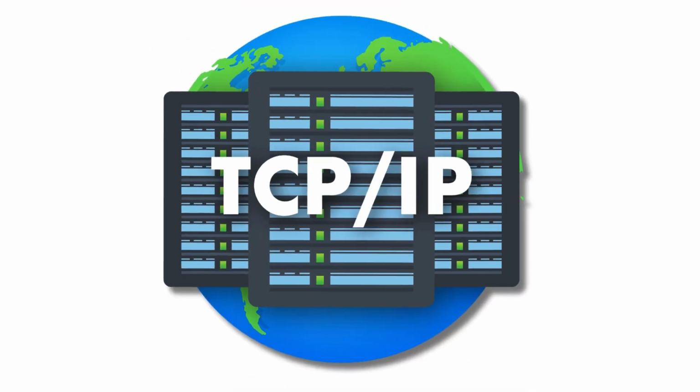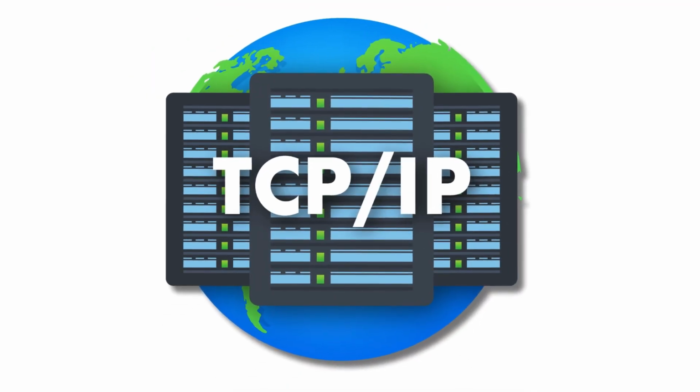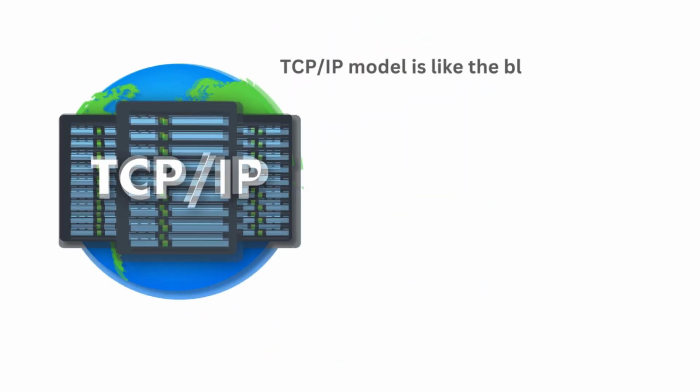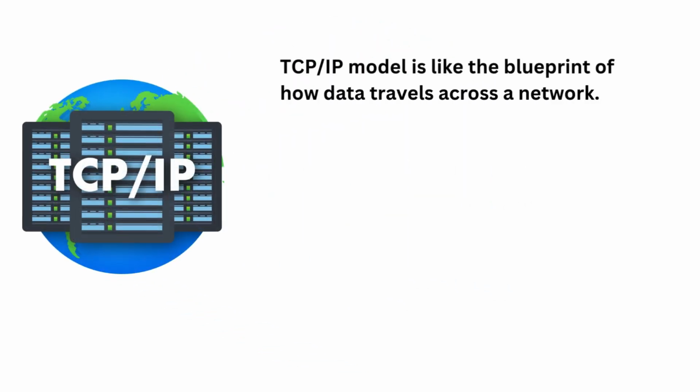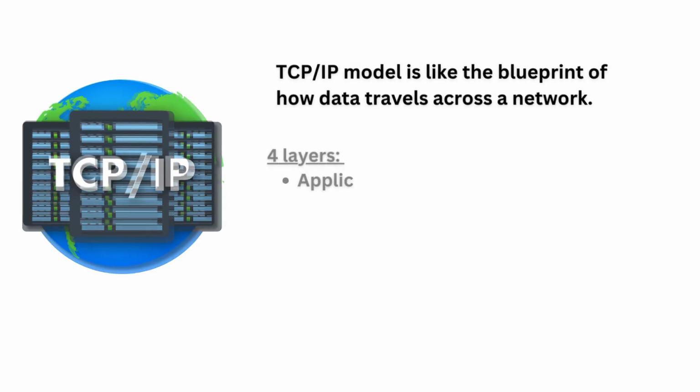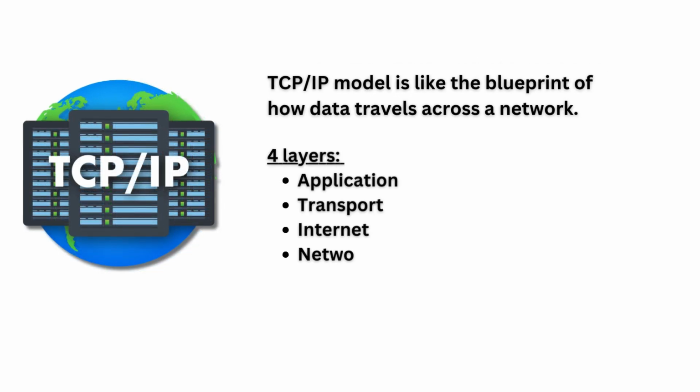Let's break this down, starting with the backbone of any network, the TCP/IP model. The TCP/IP model is like the blueprint of how data travels across a network. It has 4 layers: the application layer, the transport layer, the internet layer, and the network access layer. Think of each layer as a step in a relay race. Now we are going to try and break down each layer step by step.